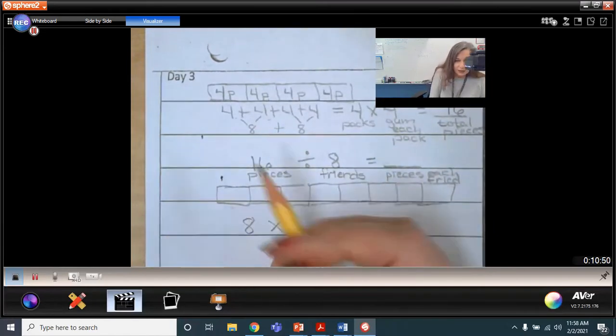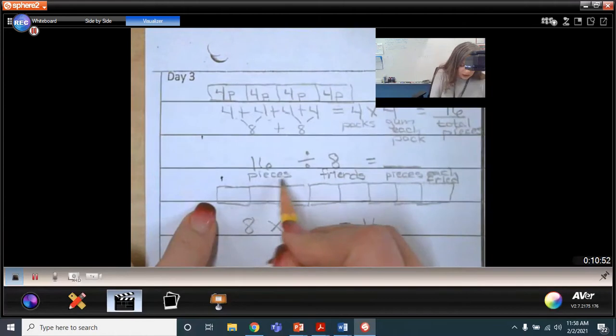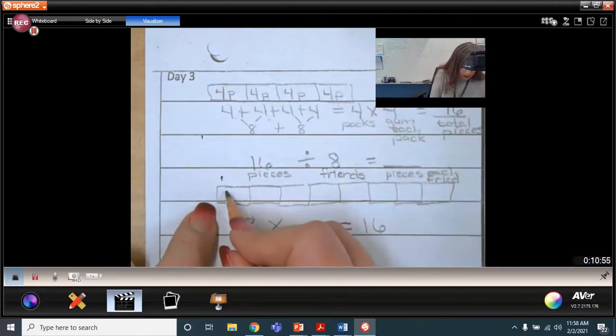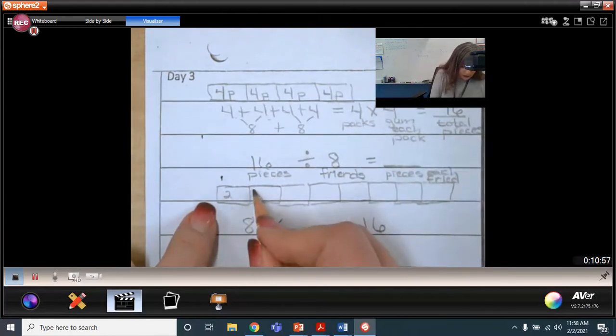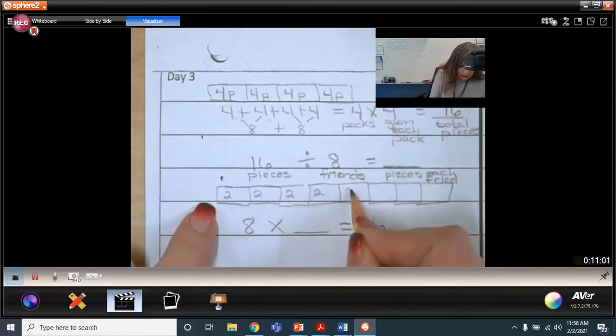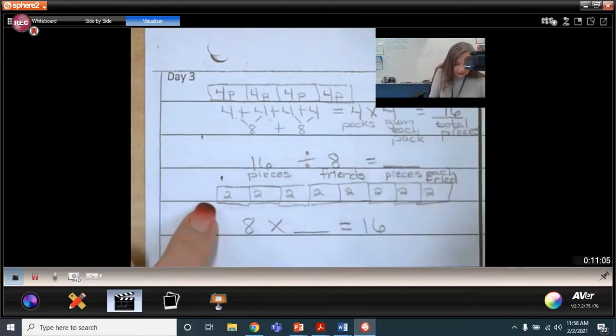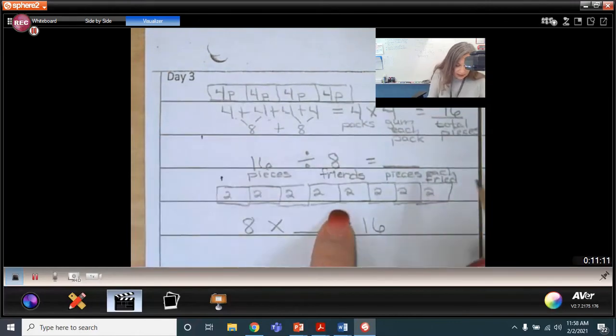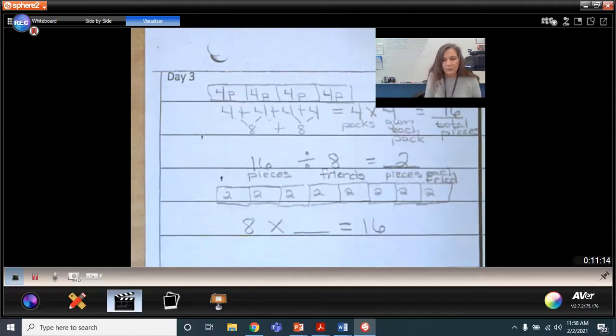So I'm going to divide and share these pieces equally. So I have 2 pieces here, 2 pieces here. That's 4, 6, 8, 10, 12, 14, and 16. Well, those are all 16 pieces that I used. So now I can see that every friend was able to get 2 pieces of gum once we've shared them.